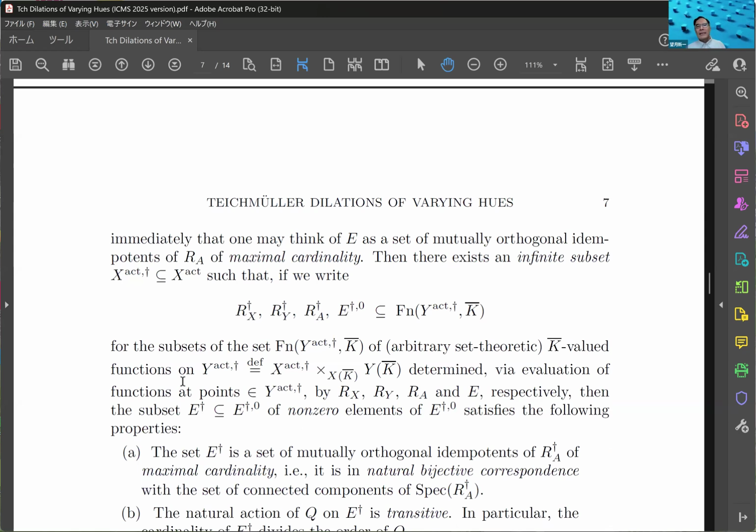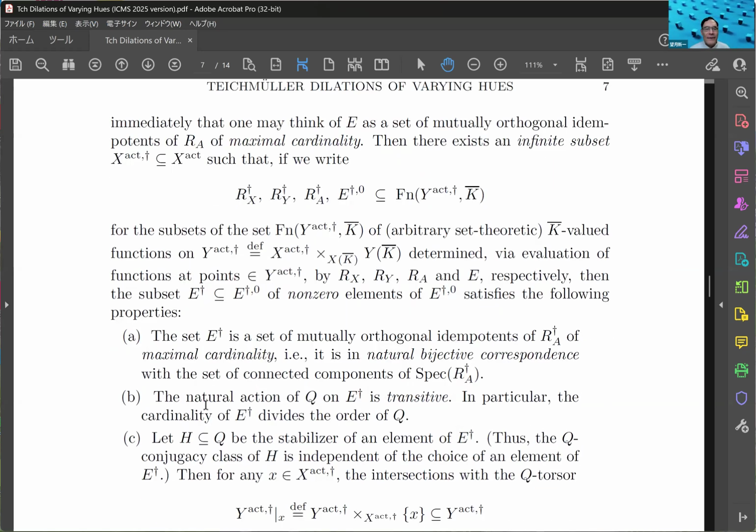And so then the lemma asserts that there exists an infinite subset, X-act dagger, of this set of active points of X, such that if we restrict all these objects to Y-act dagger, which is the inverse image in Y_K-bar of the subset of X_K-bar given by X-act dagger, so all these subrings and subsets, then we write E dagger 0 for the restrictions. In the case of E, some of the idempotents might restrict to 0, so we take the non-zero elements of E dagger 0 to be this subset E dagger. Then E dagger satisfies the following properties.